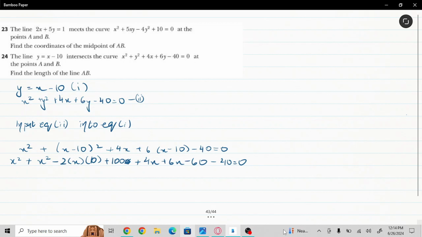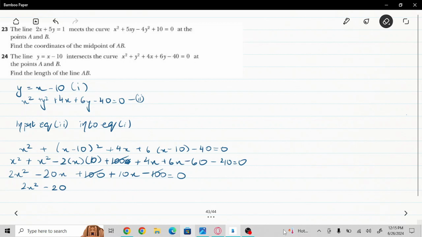Again, simplify this up to x squared minus 20x plus 100 plus 10x minus 100 is equal to 0, minus 60 minus 40. Plus 100 and negative 100 are going to be cut out. We are going to get 2x squared minus 20. It's 20x squared or it's x? Yeah, so it's 20x, not x squared. Let me erase. It's not x squared, it's 20x. Okay, and we are going to get 2x squared minus 20x plus 10x is equal to 0.